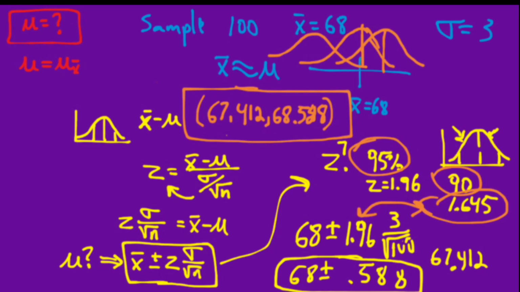In the previous video, we built a confidence interval based around this sample of 100 students, a sample mean height of 68, and a population standard deviation of 3. We found this confidence interval for a 95% confidence level. I just want to quickly look at what happens when we change the size of the confidence interval.